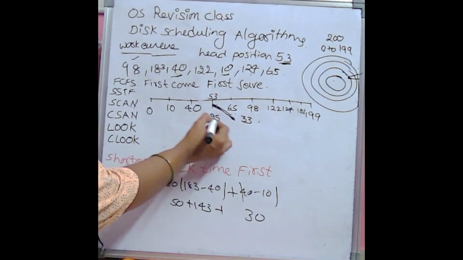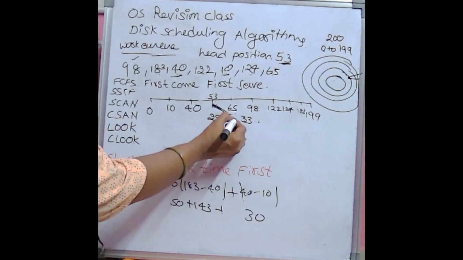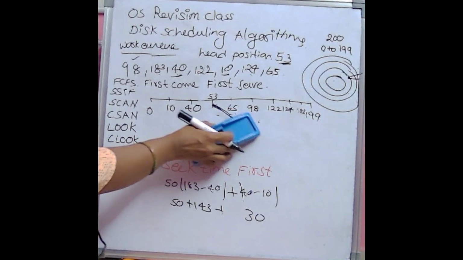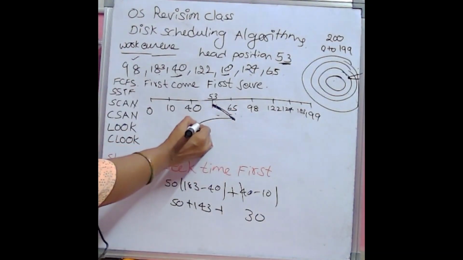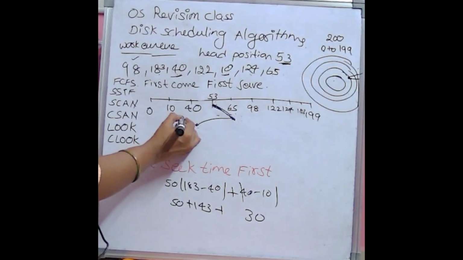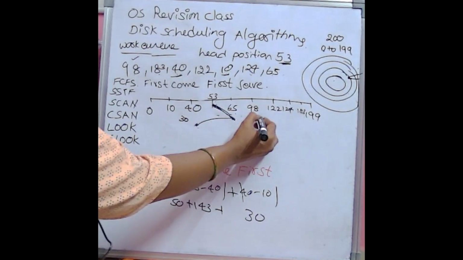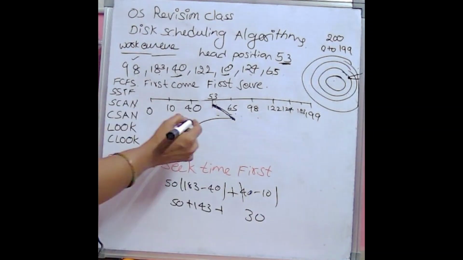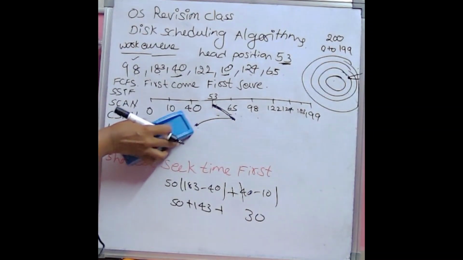In between these two, every time it needs to check which one is nearer. 40 is nearer. Then it will move from 65 to 40, not 98, because the distance between these cylinders is less. After this, which one is nearer from 40: 98 or 10? 40 to 10 is 30. 40 to 98 is 58.